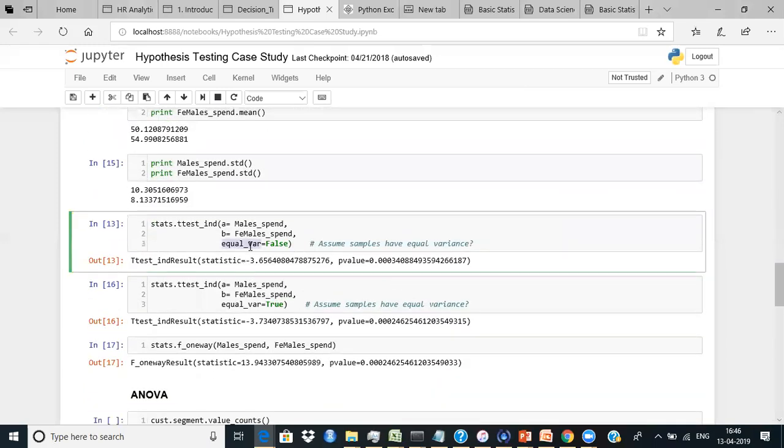Okay, so there is an option that says equal variance. We will always keep it as false. If you say this is true, it will mean the variance of male spend is equal to the variance of female spend, right? But do you know that they're equal? So always keep it as false. If you do not know, or if you have not been informed that the variances of the two populations are equal, always keep it as false. If you know that the variances are equal, then keep it as true.